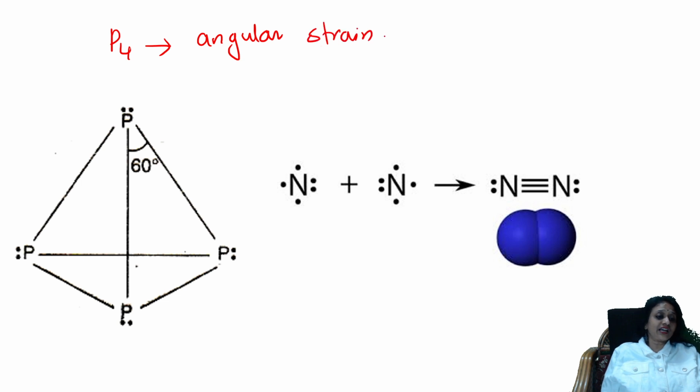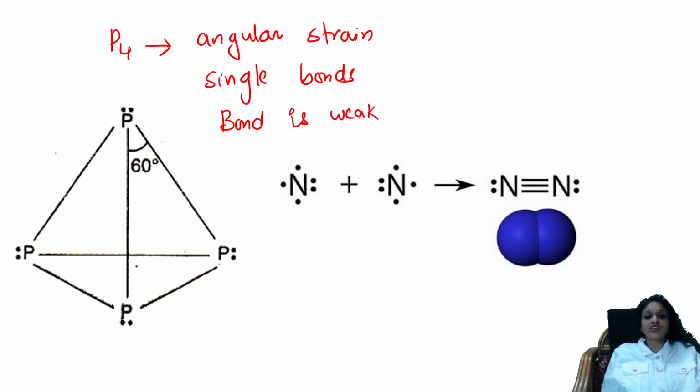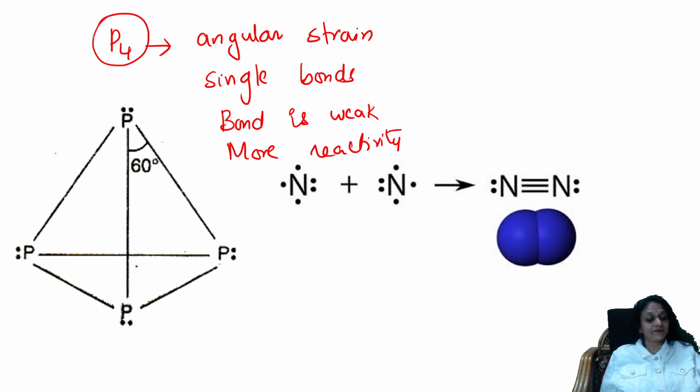And because of this angular strain, what will happen? All are single bonds. When all are single bonds, what will happen, students? Their bond length, or the bond, is weak. When the bond is weak, automatically there is more reactivity. Easy, more reactivity. That's why the assertion was perfectly right.